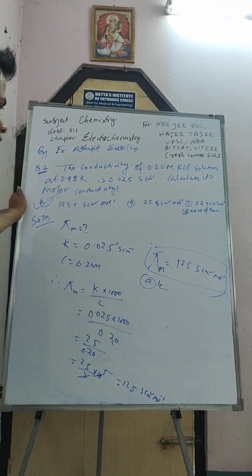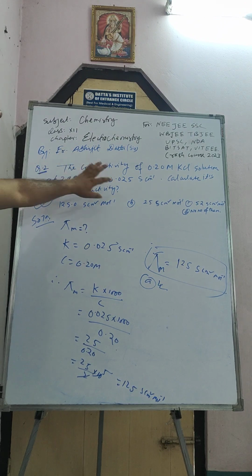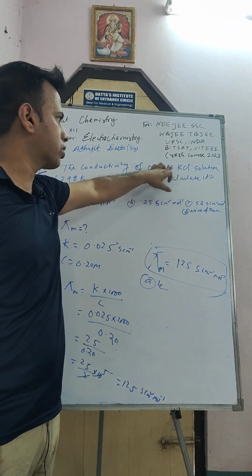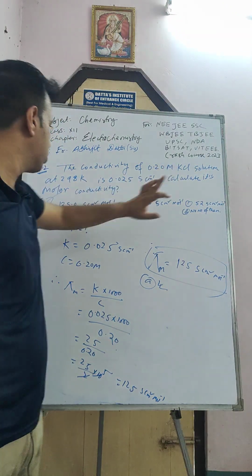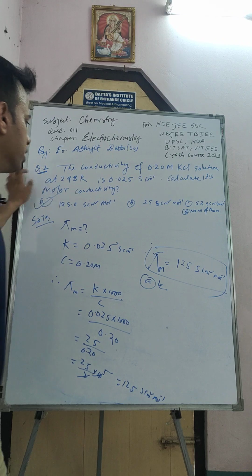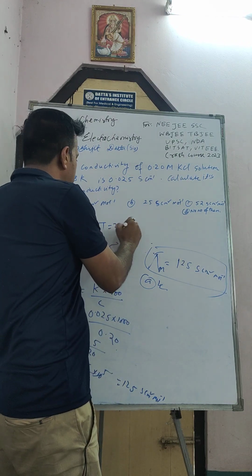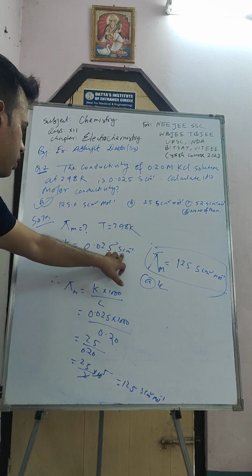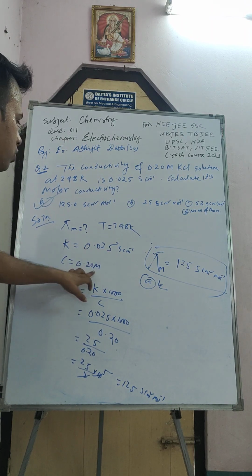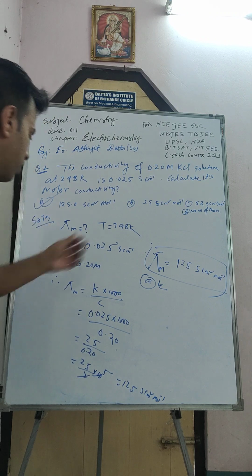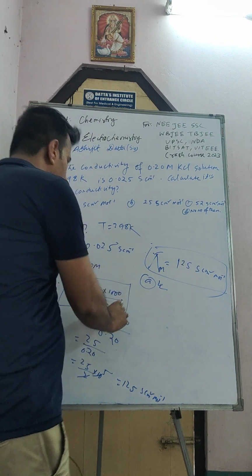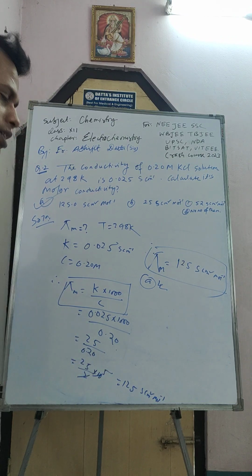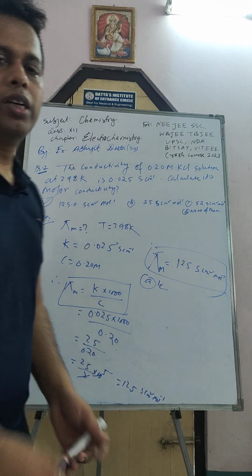It is so simple, let me explain it shortly. The conductivity of KCl solution, with concentration 0.2 mole, at temperature 298, which is room temperature, is 0.025 S cm^-1. We have the formula lambda m equal to K into 1000 by C. I just put all the values, and after simplification it becomes 125 S cm^2 mol^-1. Okay, so move on to the next question.